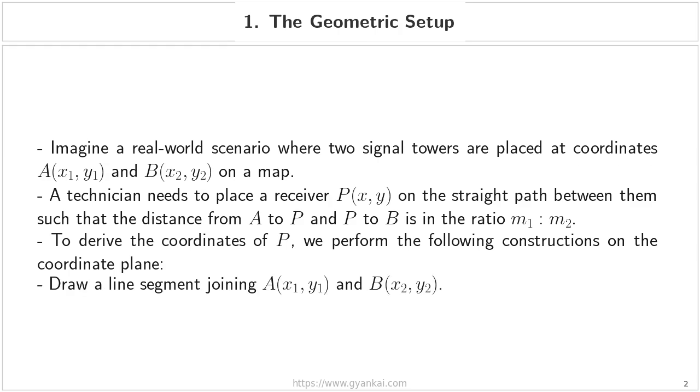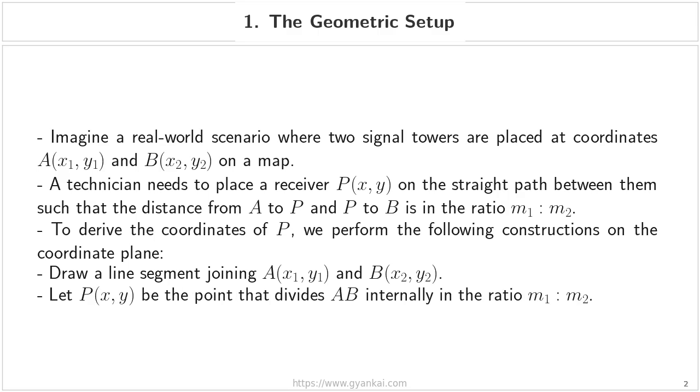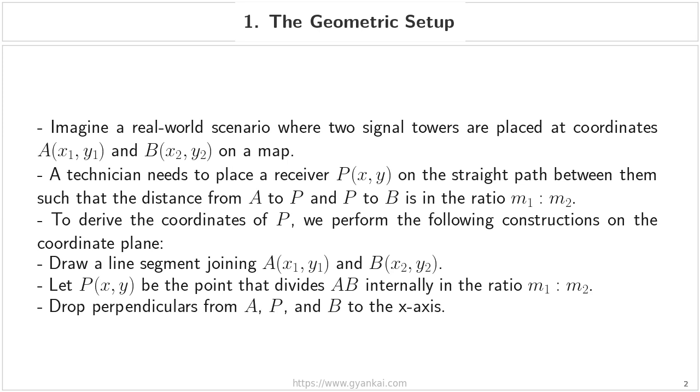First, we draw a straight line segment joining point A, x1, y1, to point B, x2, y2. We then let point P, x, y, be the point that divides this segment AB internally in that ratio of m1 to m2. Next, to help us find the lengths we need, we drop perpendicular lines from points A, P, and B straight down to the x-axis.